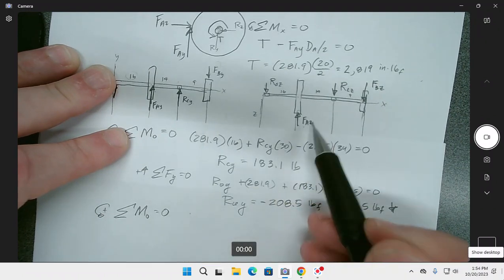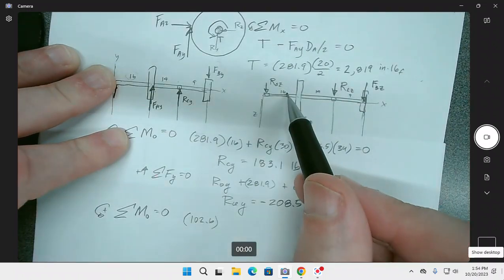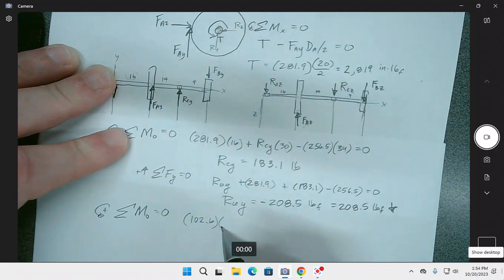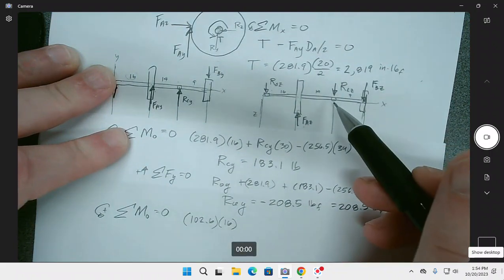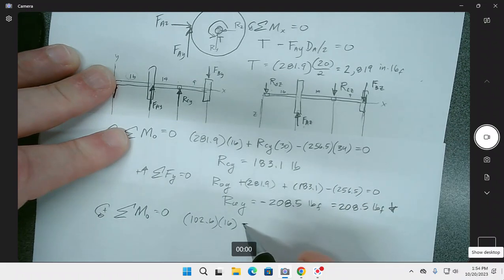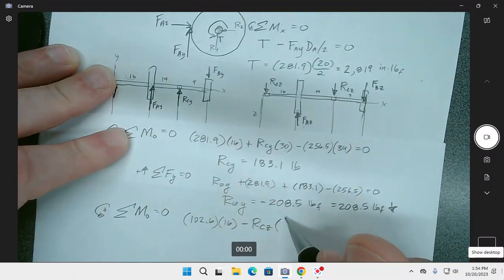So here's FAZ. Yeah, I don't know if I was helpful at all to you in your career just now. Would have helped mine. Times 16. Right, so we're going counterclockwise for this 16. And this one is the one we're trying to find. And this one is clockwise, RCZ. And then it is times 30, because that's 16 plus 14.